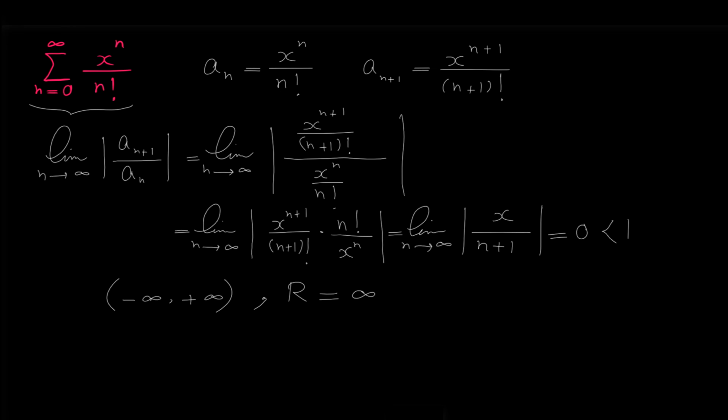So let's summarize what we learned from this example. If we use the ratio test for any power series, not this particular example, for any power series, and the limit of the ratio test equals 0, then that power series is convergent for all values of x. The interval of convergence for that power series is from negative infinity to positive infinity, and the radius of convergence for that power series is infinity.